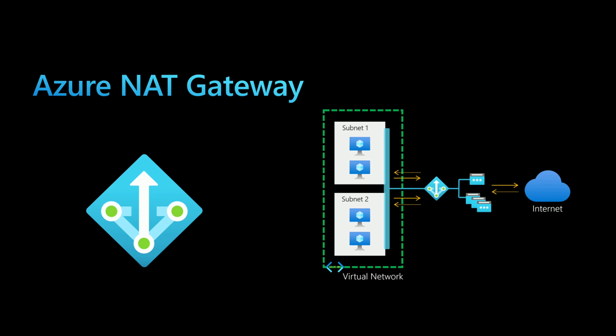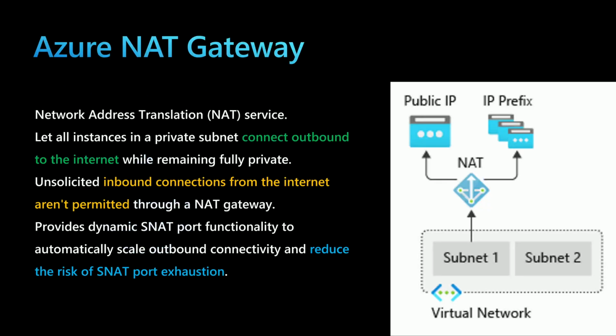You will learn about Azure NAT Gateway, the Azure service that provides outbound connectivity for resources deployed within an Azure virtual network. Azure NAT Gateway provides a network address translation (NAT) service. It lets all the instances in a private subnet connect outbound to the internet while remaining fully private. The NAT gateway provides only outbound connectivity to the internet, so you cannot use it for inbound connections. For that, you need to consider using an Azure load balancer.